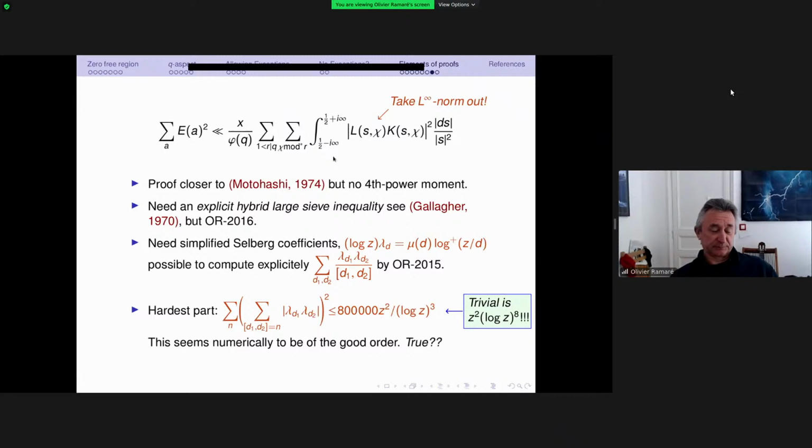Of course, you need some explicit version of all of that, and you need some simplification of the Selberg weights, and let's say a more theoretical viewpoint. It's at this level here where we simply take the L infinite norm out, and we have a hybrid Lyapunov inequality, which is simple enough. I'm going to end the talk here because I went through enough material and it's time. Thank you.